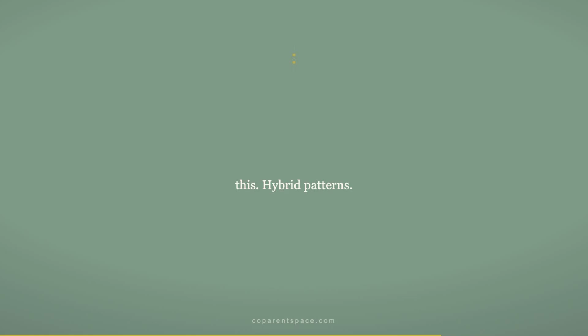Hybrid patterns. Most real families don't use the textbook versions. They use a base pattern, often week on, week off, plus a midweek dinner with the off-duty parent, or a base 3-4-4-3 plus a weekend overnight, or something built around the kids' activities and the parents' work shifts. The hybrid patterns are usually the most workable in practice because they bend around real life rather than asking real life to bend around them.